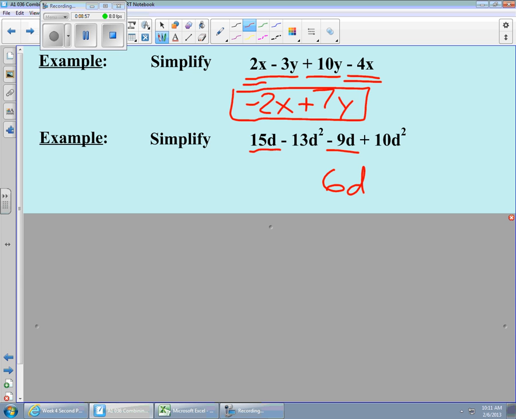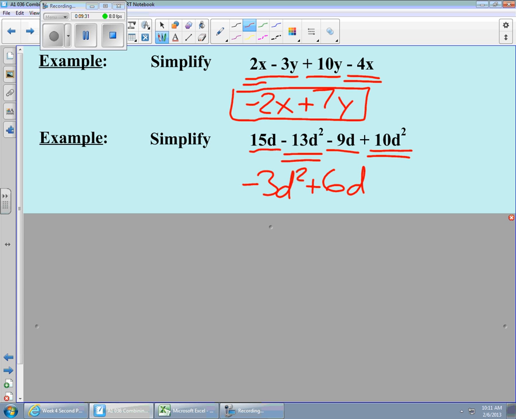The only thing that can be added or subtracted to d squareds is other d squareds. So do we have any other d squareds? Yeah, there's 10 of them down here, absolutely. We have negative 13 of them. We have positive 10 of them. So how many are there? Negative 3. Signs are different, so we'll subtract them. 13 minus 10, 3. The 13 is bigger, so absolutely we'll keep the negative sign. So there'll be negative 3 of them. Negative 3 d squareds, positive 6 d's.